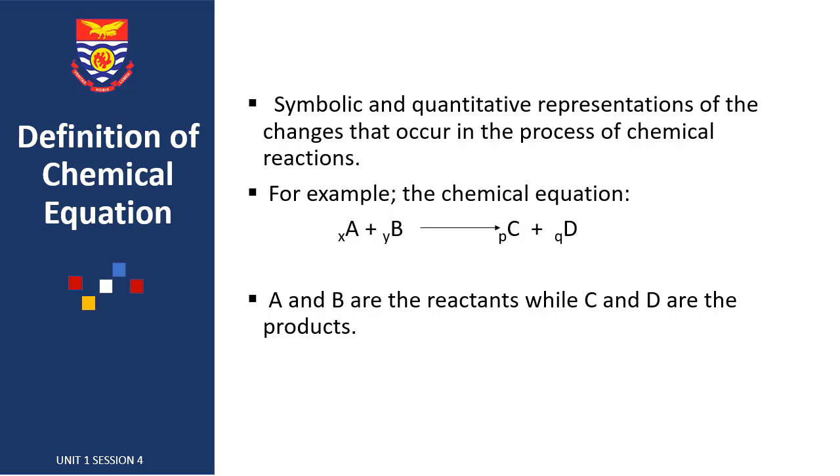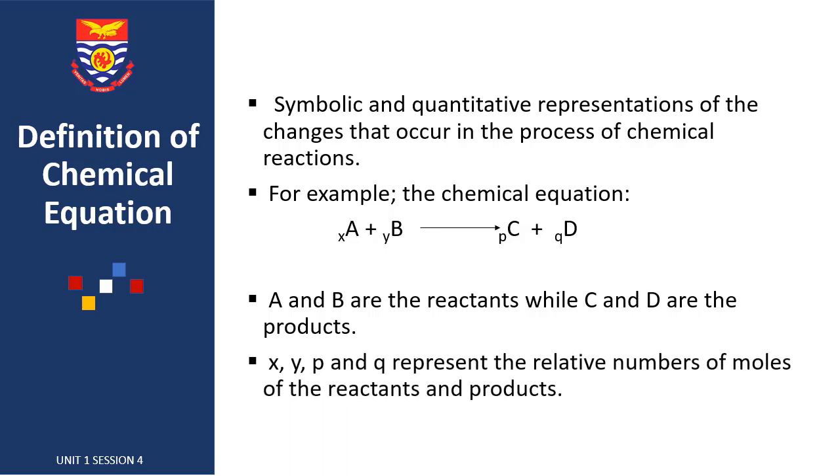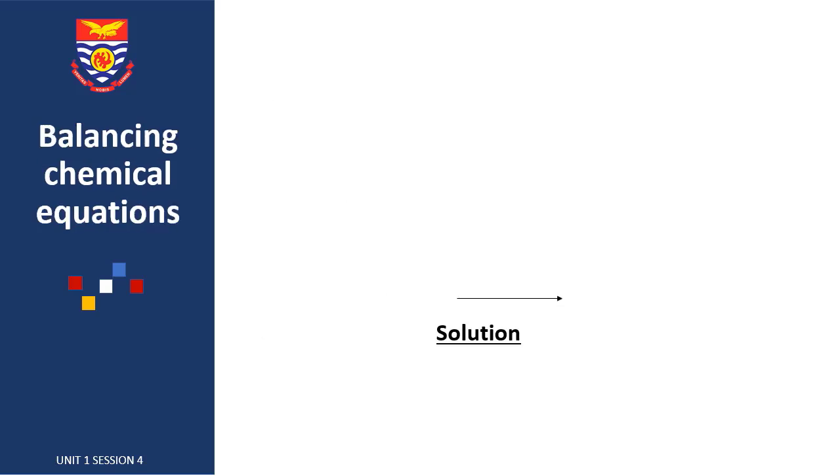So A and B are the reactants, whilst C and D are the products. Like I said, this arrow there represents an irreversible reaction. Now, what about the x, y, p, and q? They represent the relative numbers of moles, or the stoichiometric coefficients, or the stoichiometric amounts of the reactants and the products. So that is for chemical equations.